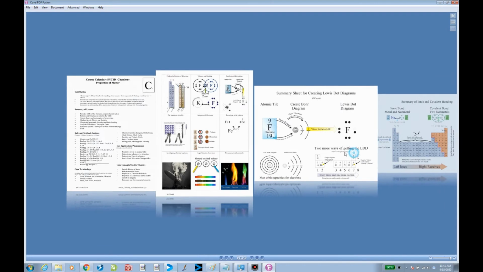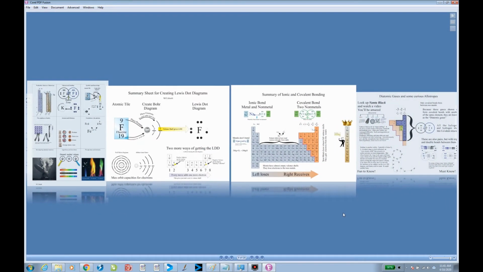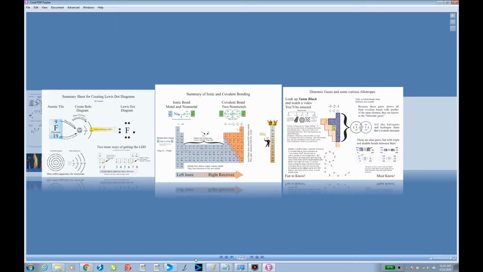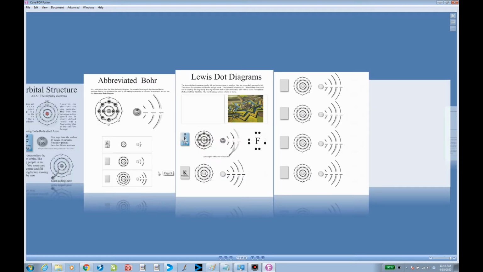I've created a series of color-coded learning sheets that will get them through grade 10 and 11 chemistry. These cover the bulk of what is needed. So obviously at the start they can't know what this means, but by the end this should be quite clear to them what it is they're learning here. These are all the key lessons.